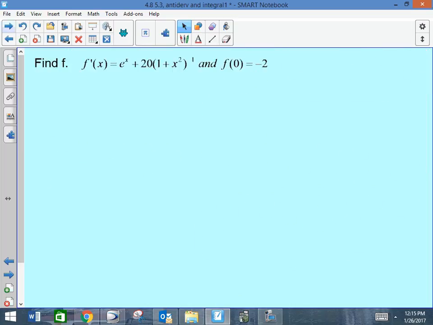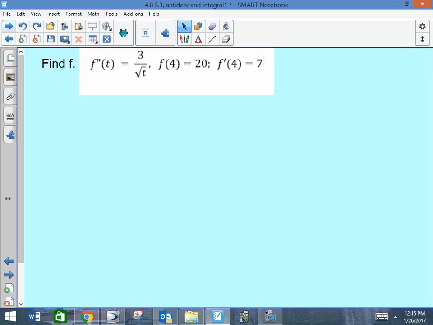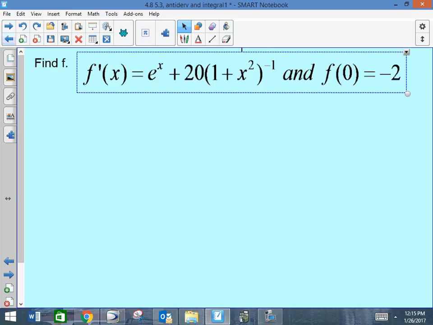Okay, let's try this one. This is a little bit of an extension. First, we're looking for f, and we are given f prime. So find the f first. Don't forget your C. Find the f, as in find the antiderivative of f prime.